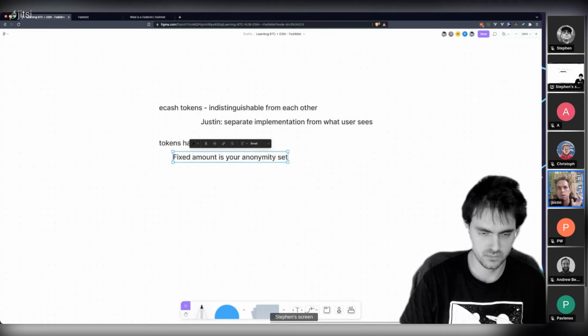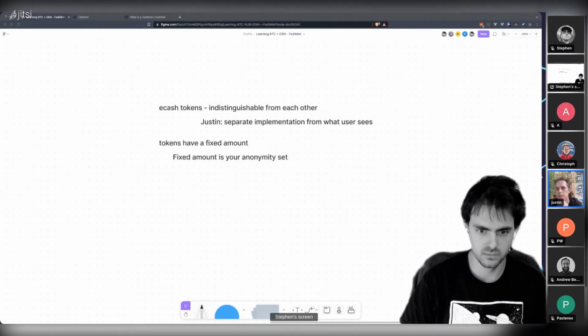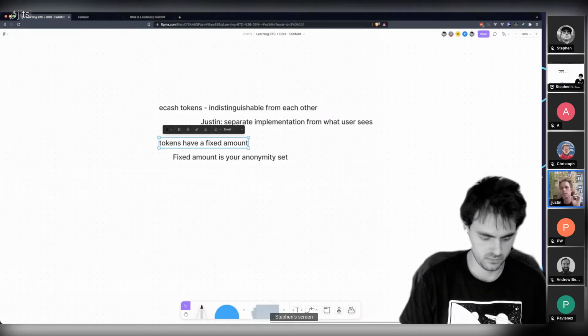Someday, I think we'll be able to use fancy cryptography to encode the amount, like in a zero knowledge proof, but that doesn't exist yet. So we wouldn't need these denominations. So inside the wallet, you have a bunch of these little tokens, kind of like quarters and dimes and nickels in the U.S.